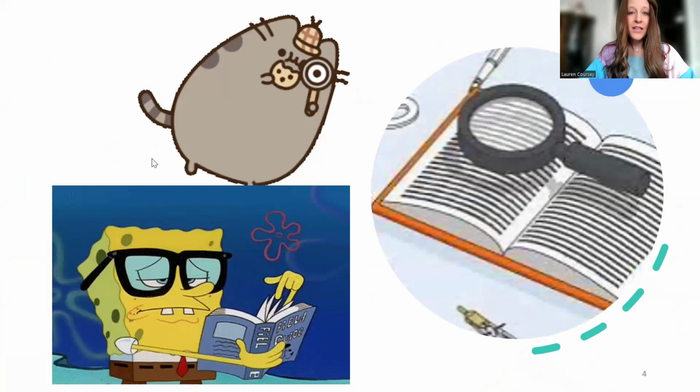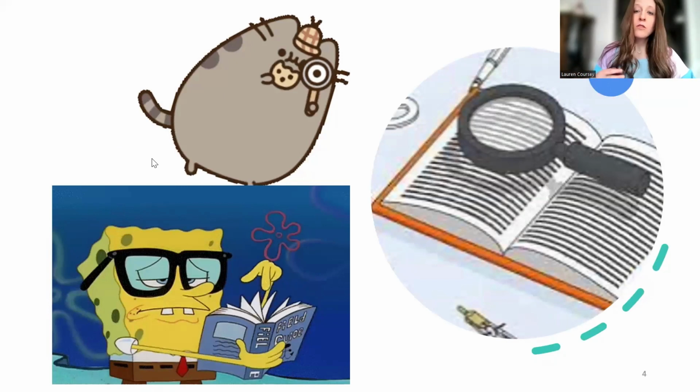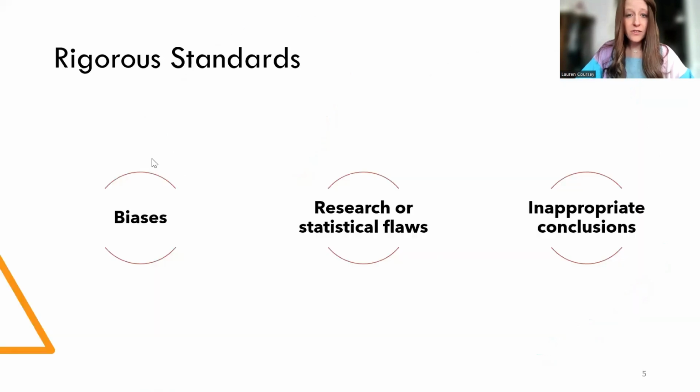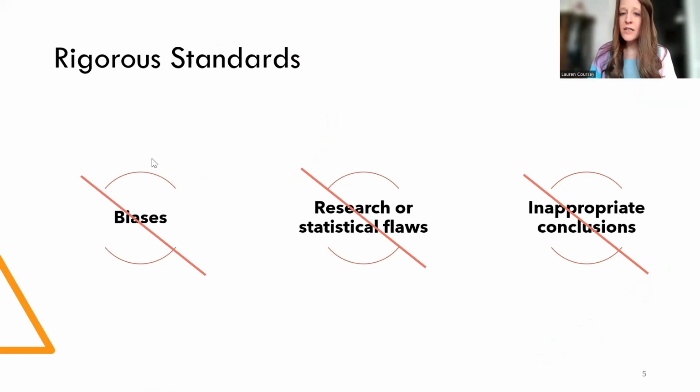So what does this mean? Let's break it down. Peer review is a process by which researchers and writers, typically academics, submit their work to be thoroughly reviewed and critiqued by other scholars in the field. This means that the work is adequately vetted by those with the necessary expertise to ensure that it is of high quality and devoid of any glaring biases, research or statistical flaws, inappropriate conclusions, etc.